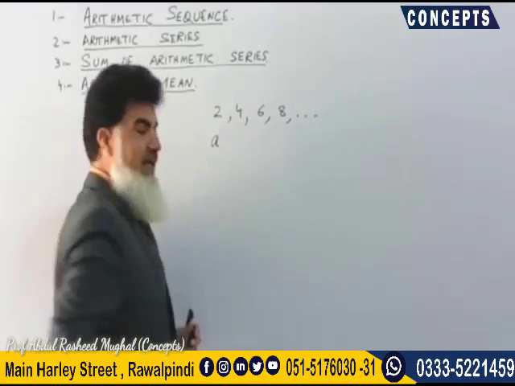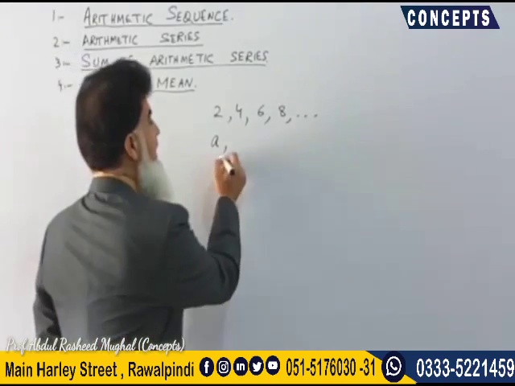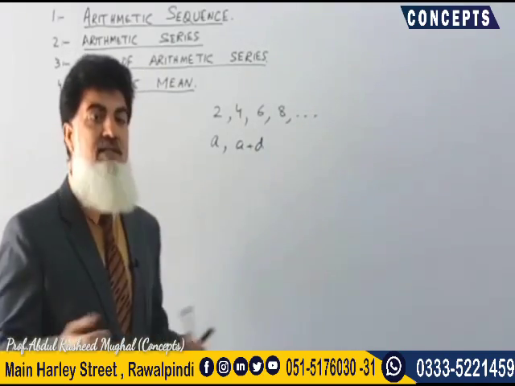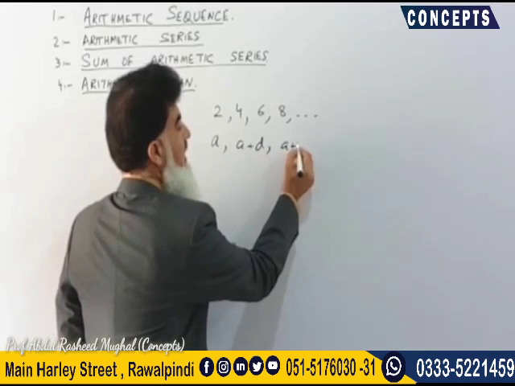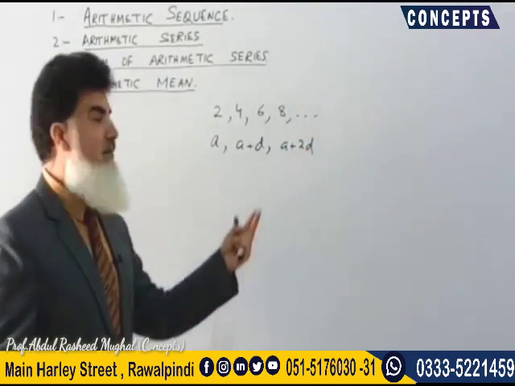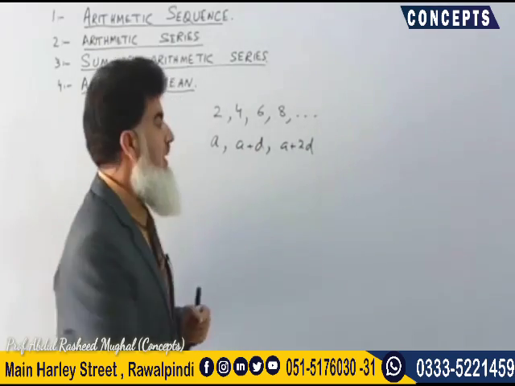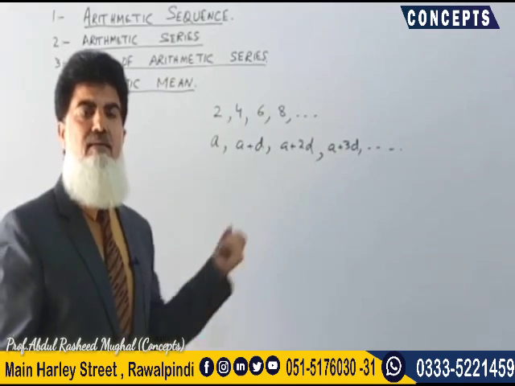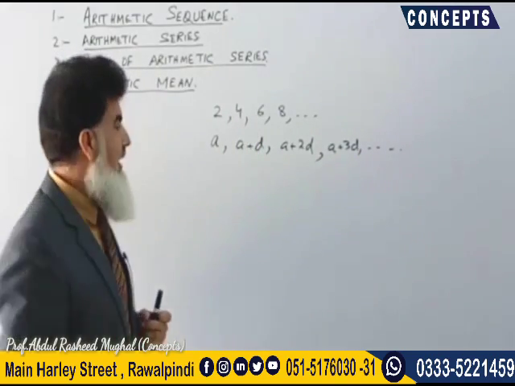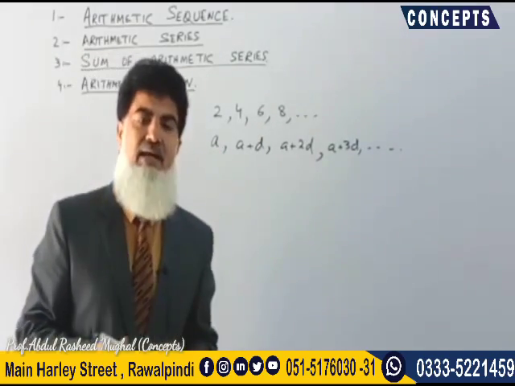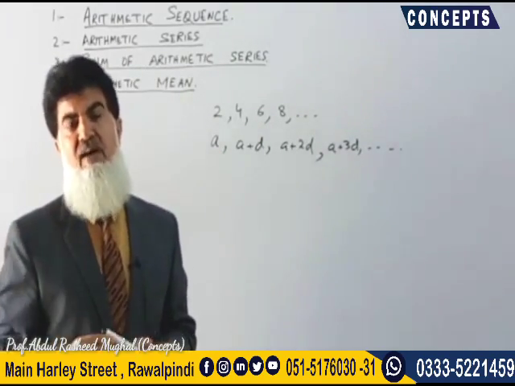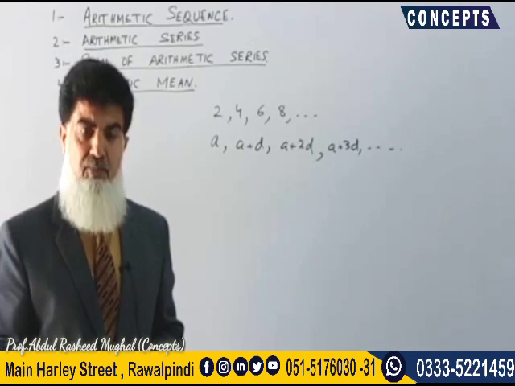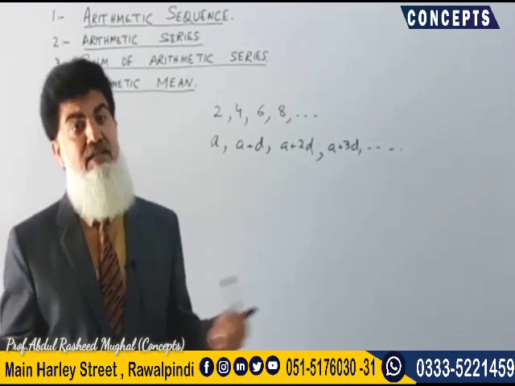If we take A as the first term and let's take D as the common difference. If we add D to the first term, you will get the second term. Similarly, if we add the common difference D again to the second term, you will get the third term. Similarly, we go on increasing the number of D's to get the next term. Now, with the help of this sequence, I shall try to make a general term of the arithmetic sequence, with the help of which we can find any term of the sequence, provided the first term, common difference, and the number of terms are given.